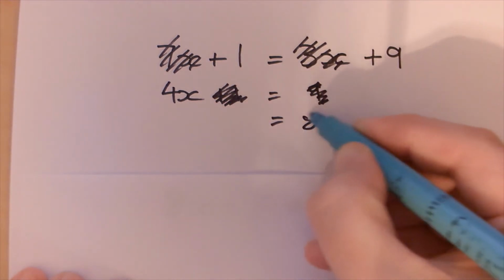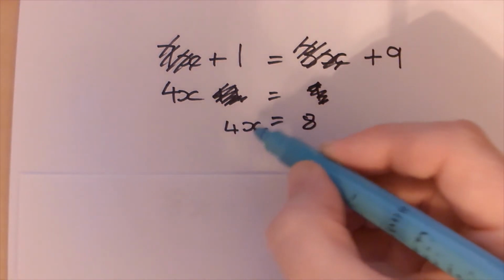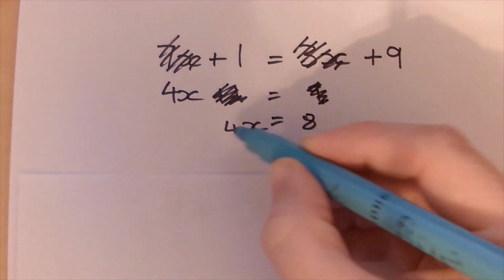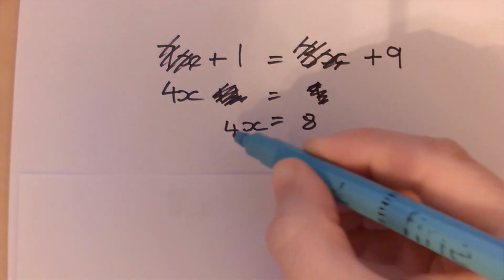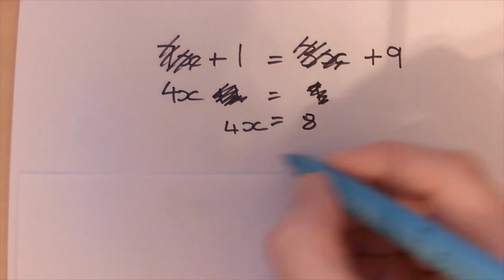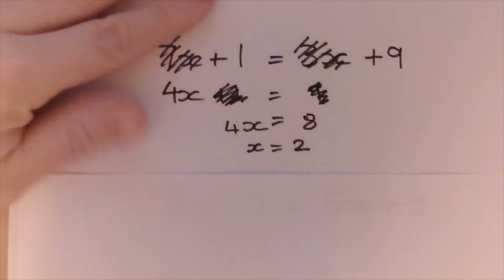and I get 8. So 4 x's are 8, that means 4 times a mystery number gives me 8. Well, 4 times 2, or the official way is 8 divided by the number in front of the x. 8 divided by 4, x is equal to 2. Okay, so let's have a little look at this one.